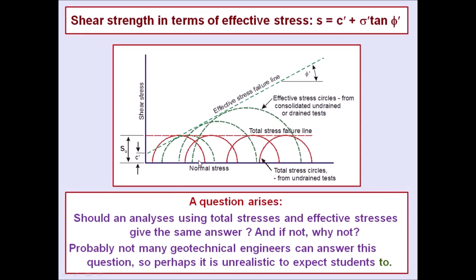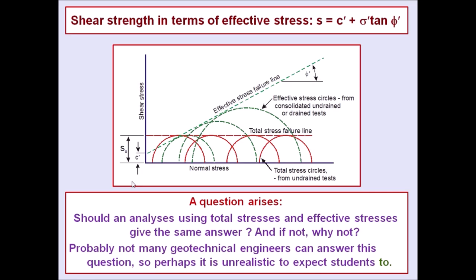And I think we're familiar with this situation here. If you did measure the pore pressure in your undrained tests and subtracted it from the total stress, you would only get one circle in terms of effective stress, the dotted circle here. To determine your c' and phi prime values, you would need to do consolidated undrained or drained tests in order to establish that line there. A question does arise: should an analysis using total stresses and effective stresses give the same answer? And if not, why not?